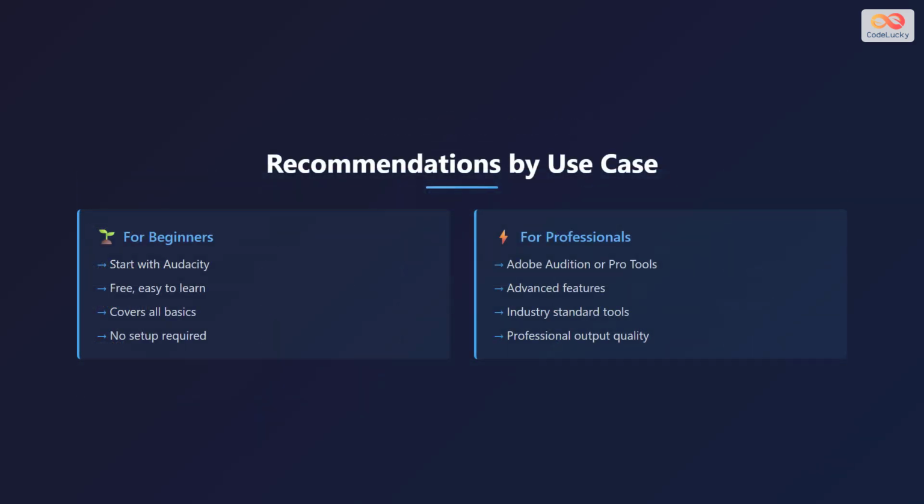For beginners just starting their podcast journey, we recommend beginning with Audacity. It's free, easy to learn without feeling overwhelming, covers all the fundamental features you need, and requires no complicated setup or registration. For experienced podcasters and professionals, either Adobe Audition or Pro Tools are excellent choices. These provide advanced features for creating professional quality audio, are recognized industry standards used by professionals worldwide, and deliver the output quality expected in professional broadcasting and distribution.